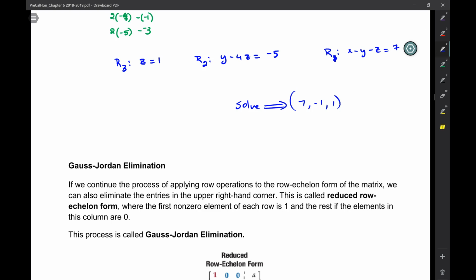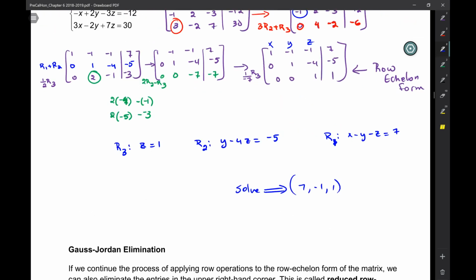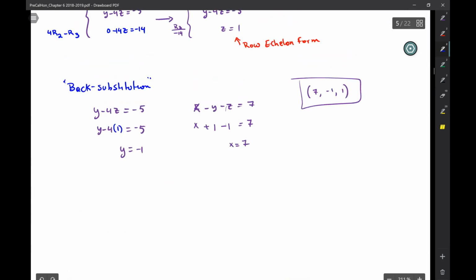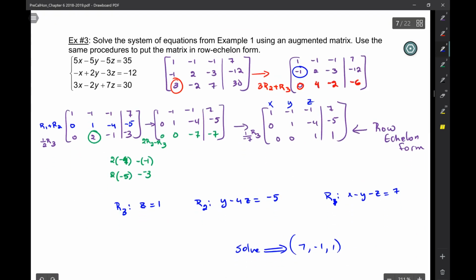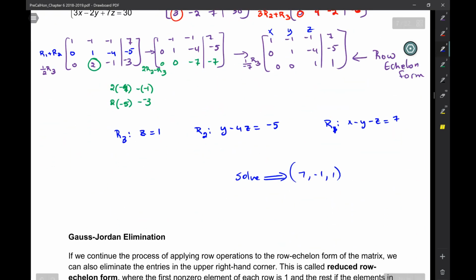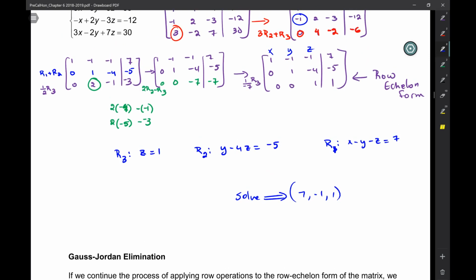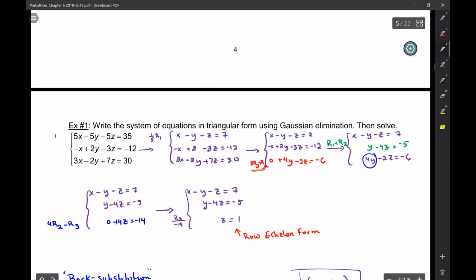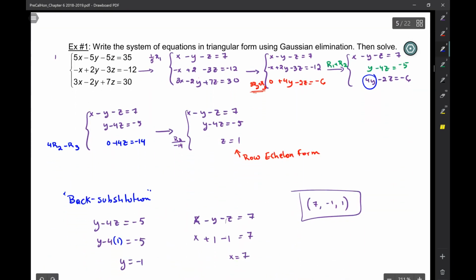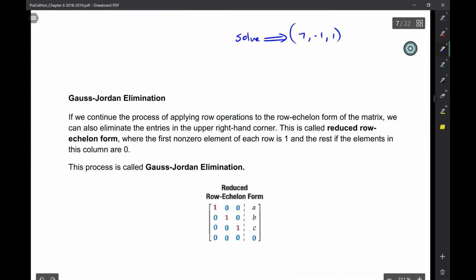Now, that was Gaussian elimination. We got the same thing before, no? We got y minus 4z equals negative 5 here. Yeah. Okay? All right, so you see how it's the same thing but more efficient.